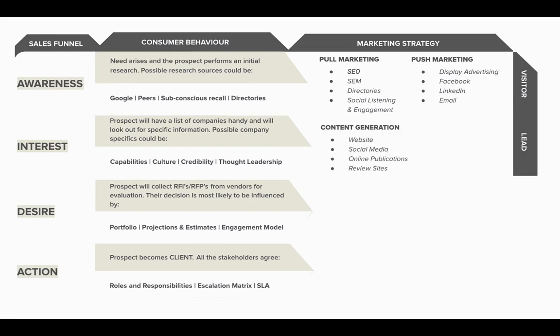Then comes interest. So here the marketing strategy would be content generation. When the prospects are looking out for specific information, you've got to make sure that you have it handy on your website, on your social media. You have it on the world wide web in the form of online publications or editorial publications and review sites.